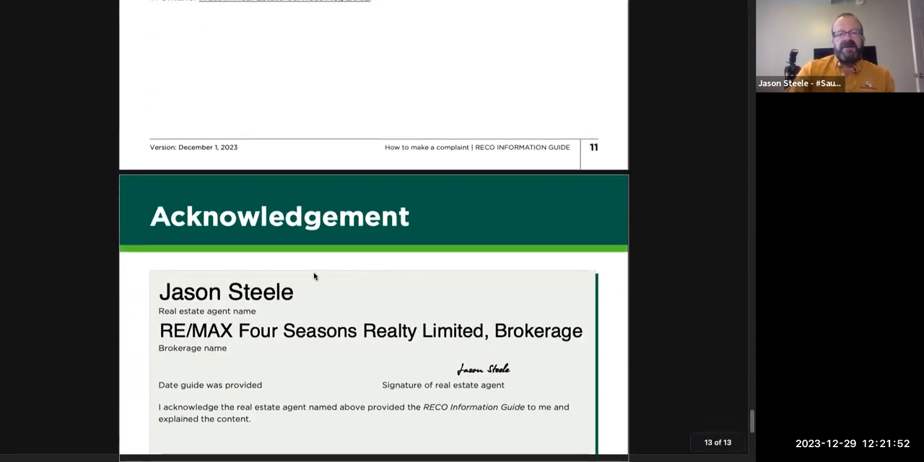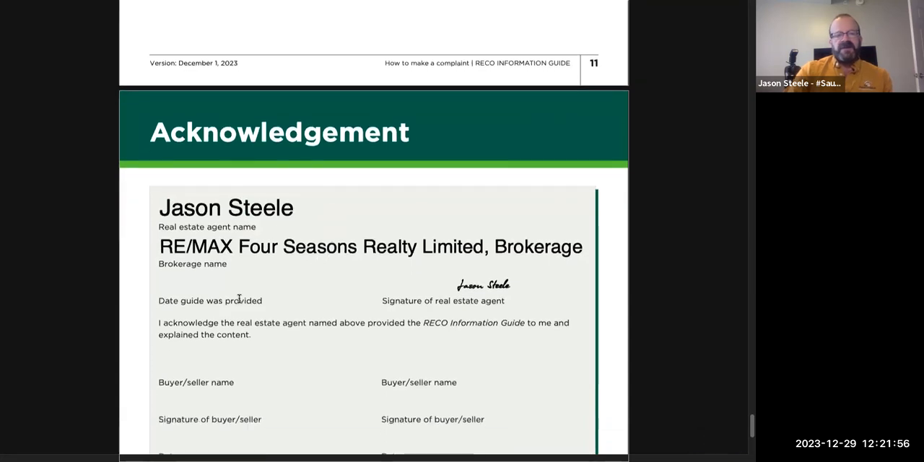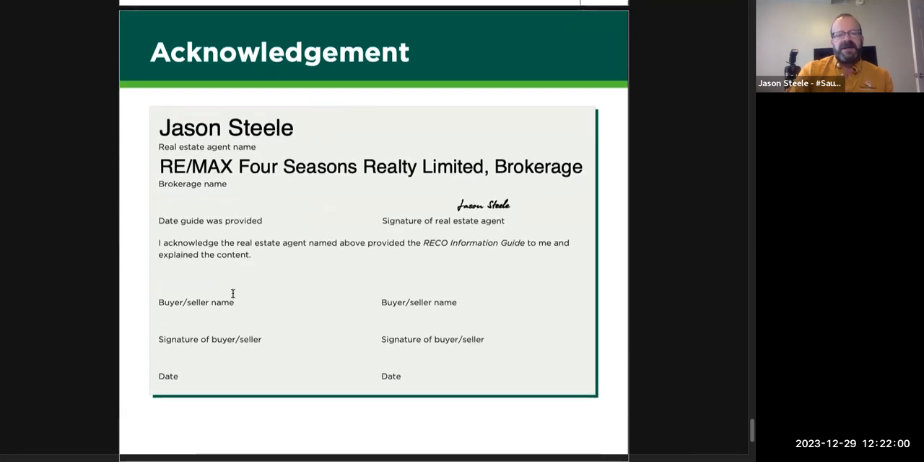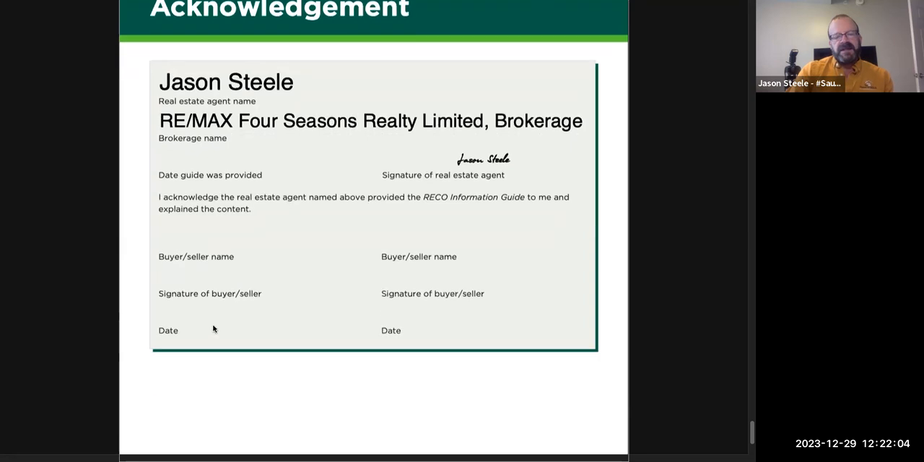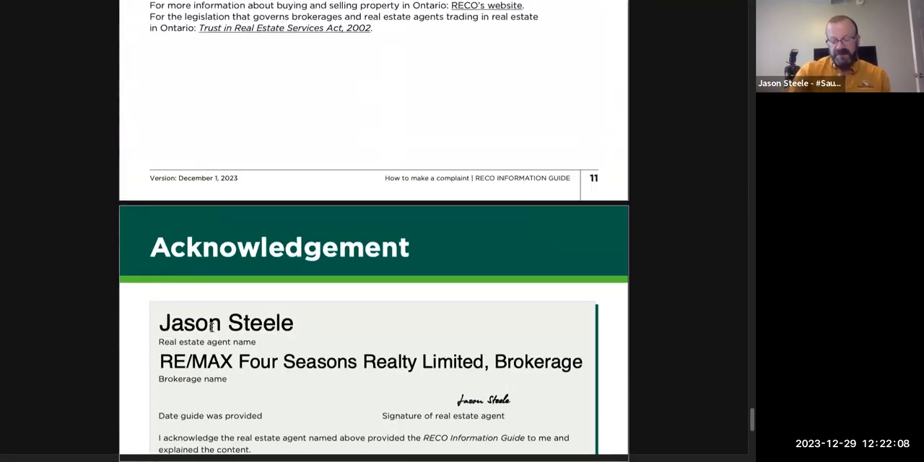Now, at the back of the page is the acknowledgement. It's where you see the realtor's name, the brokerage name, the date the info was provided to you, and a place for you to sign and date. It is imperative that you sign this on behalf of yourself, whether you're a seller or a buyer client, because RECO needs to know that you know and acknowledge having read this information guide.